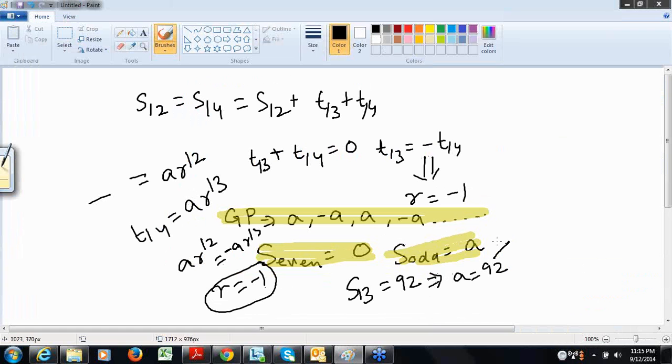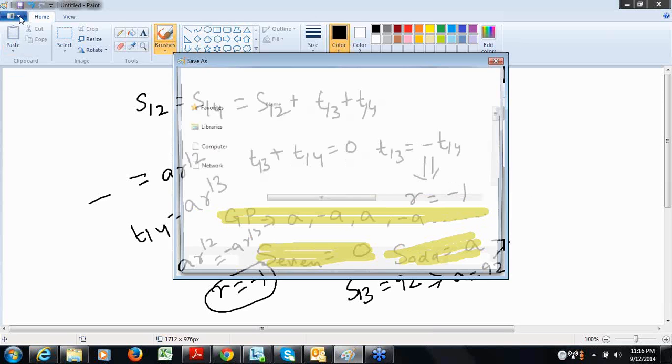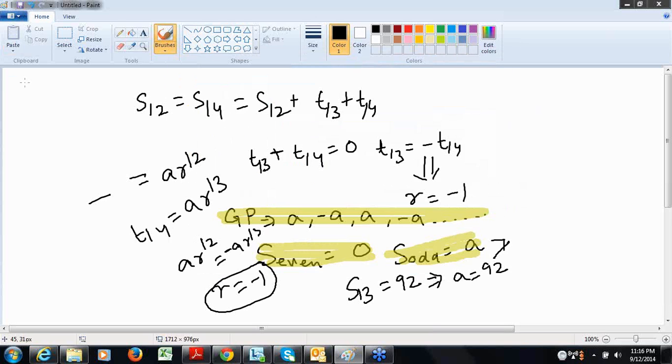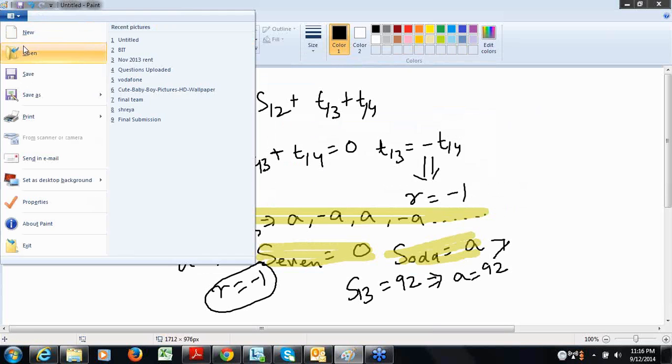Third term will be what? A. A means 92. We'll go ahead and mark option number A, 92. What is the option for 92? Option number A. We'll go ahead and mark option number A, 92. Everybody is clear? Okay. Great.